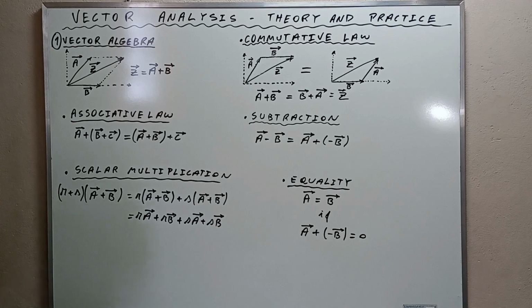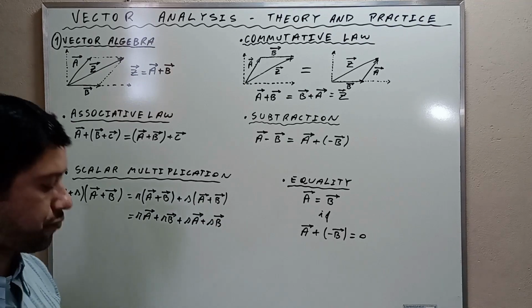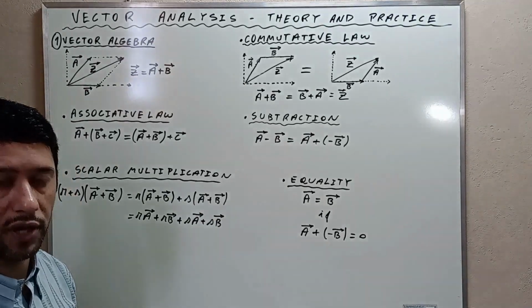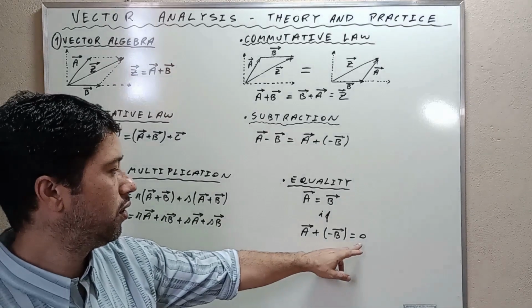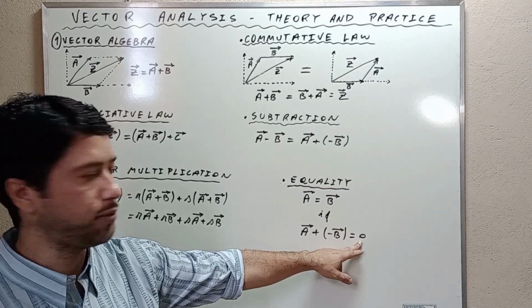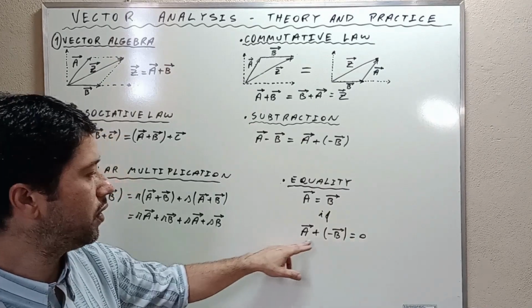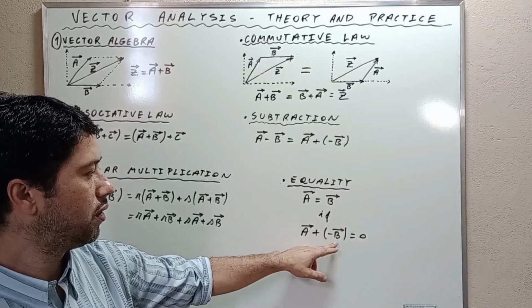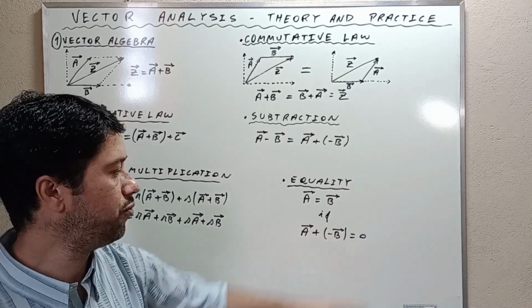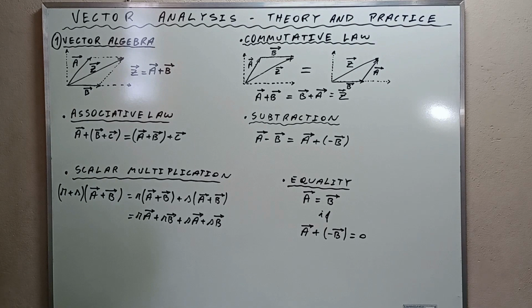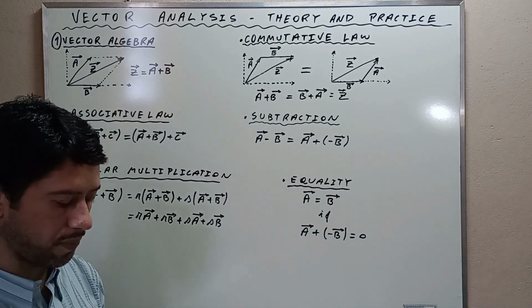And the equality of vectors. Two vectors are said to be equal if their subtraction produces the zero vector. Okay? A plus the negative of B, or the opposite of B, has to produce vector 0. Otherwise, they are not equal. Okay, this is the condition for equality.